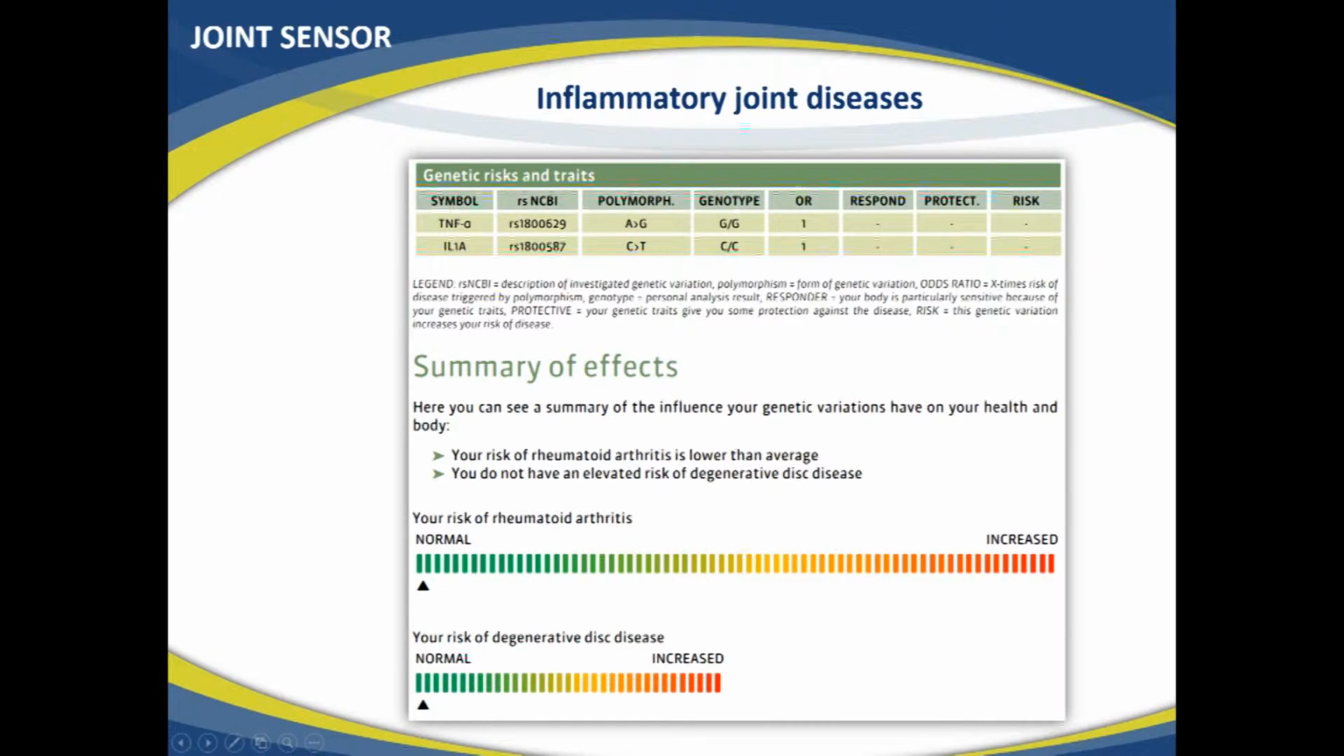So here we find out whether you have a low risk or a very high risk. If it's a very high risk, it's very important for you to follow these recommendations. At low risk it is less important. The same goes for degenerative disc disease. This is independent of the risk of rheumatoid arthritis. So this person has a very low risk.